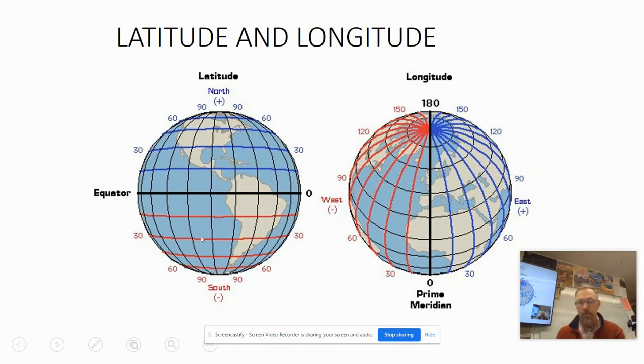Oh, the middle latitudes are 30 to 60. Doesn't matter if you're north or south of the equator. Middle means middle in number. Okay, so get that through your head.